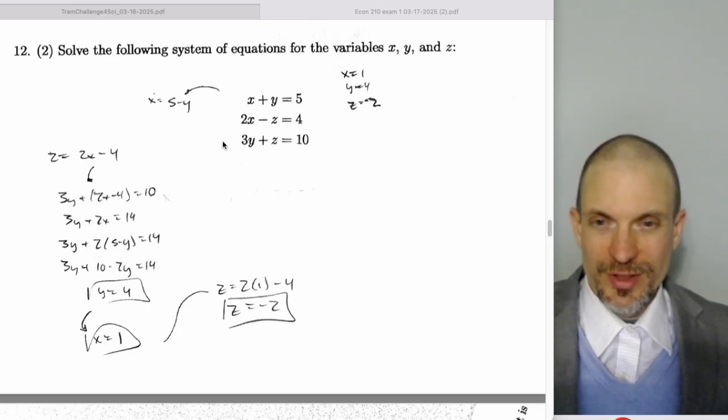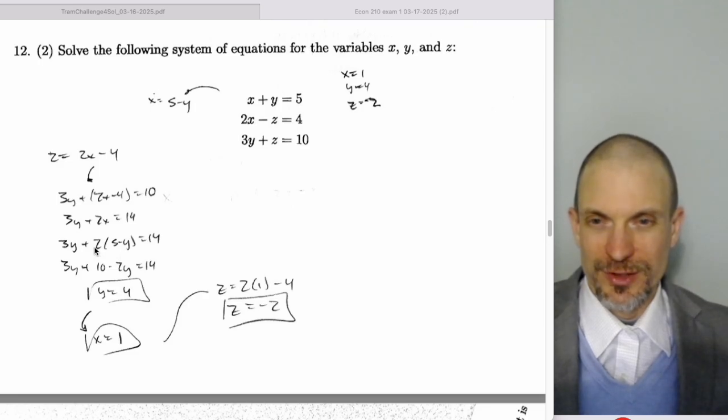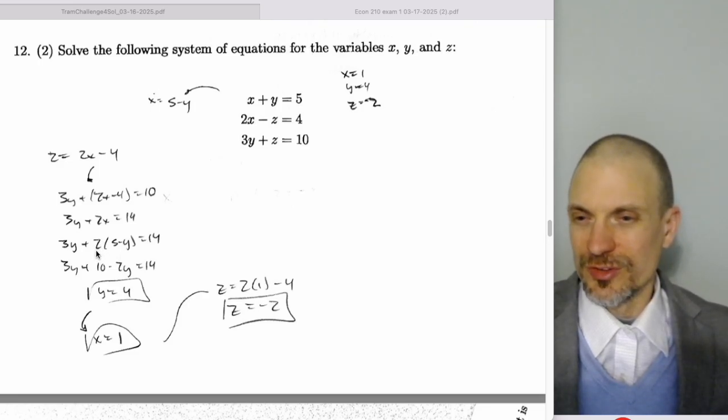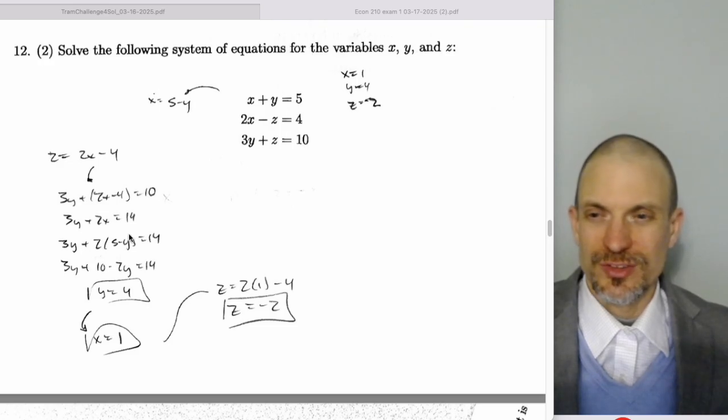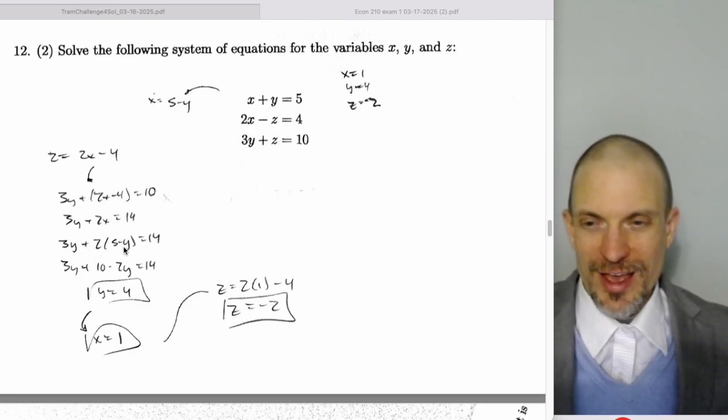So then what I did is I went to the last one and I replaced z with 2x minus 4. So I've got 3y plus 2x minus 4 equals 10. Collected like terms, basically moved that 4 to the other side. And then I substituted again for this x, and I wrote this as 3y plus 2 times 5 minus y.